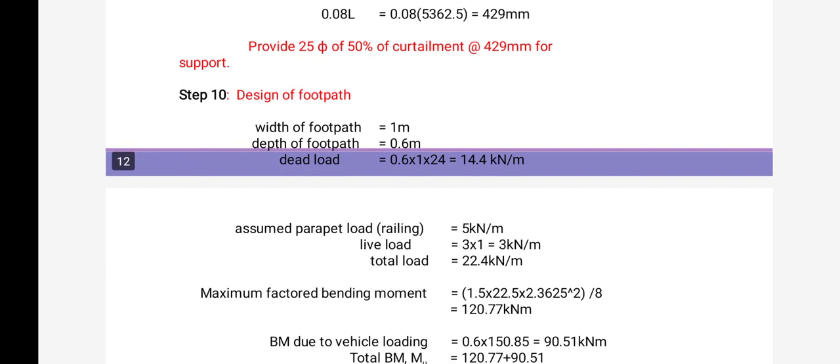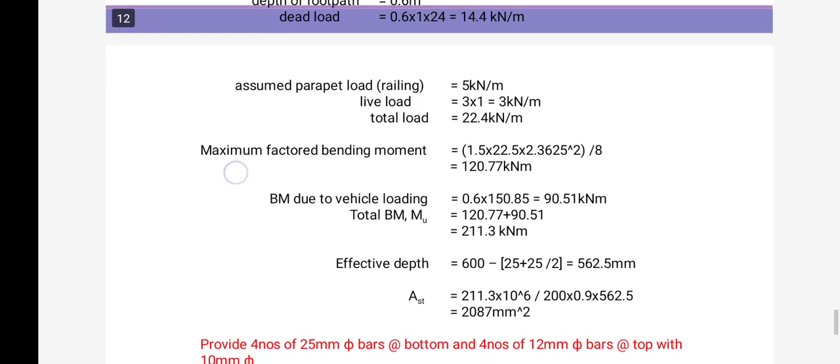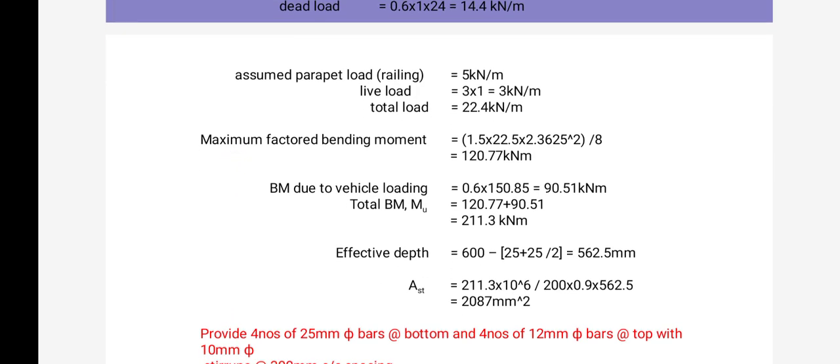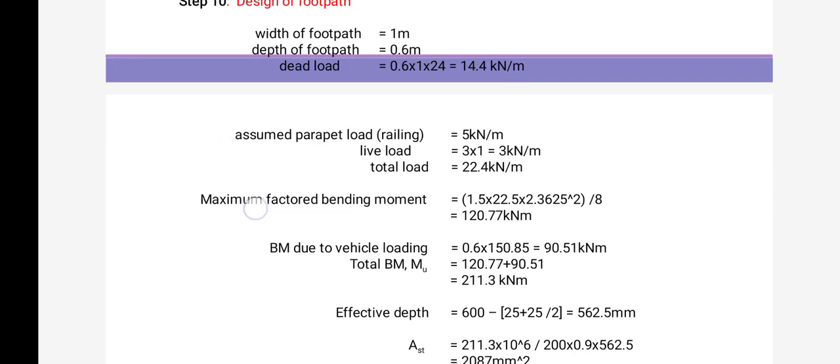The next, design of footpath. So width of footpath 1 meter, and depth of footpath 0.6 meter. Therefore dead load is equal to length, width, depth and density of concrete. So length 1 meter, width 1 meter and depth 0.6 meter, and the density of concrete 24 kilonewton per meter cube. So substitute the three values. The final answer 14.4 kilonewton per meter. Then parapet load, that is the railing, 5 kilonewton per meter, and the live load is 3 kilonewton per meter. So total load is equal to live load plus parapet load plus dead load. So answer is 22.4 kilonewton per meter.